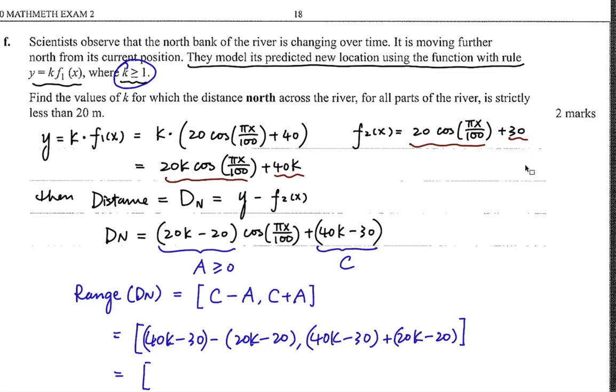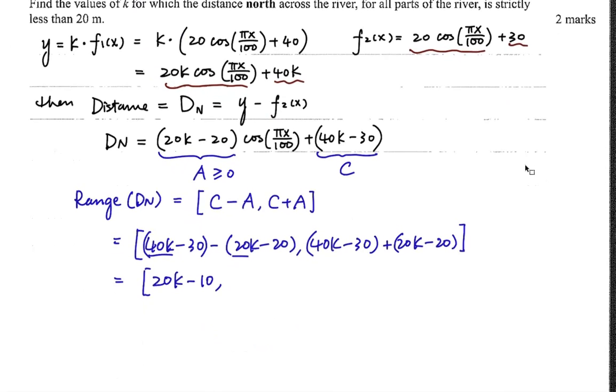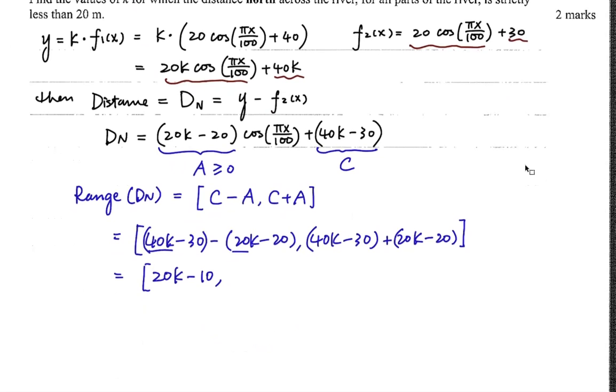And this is 40k minus 30 minus 20k minus 20, a plus minus 20k minus 20. This will be, okay, 20k minus 10. And this bit will be 40k minus 30 plus 20k minus 20. So this will be 60k minus 50. Right.